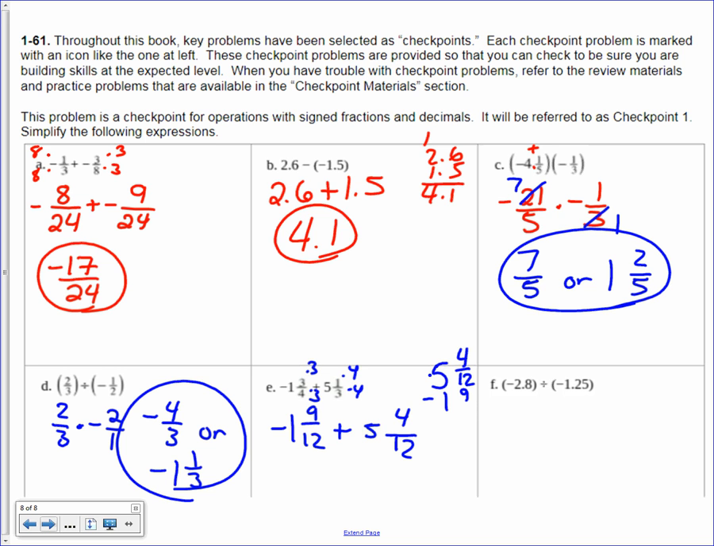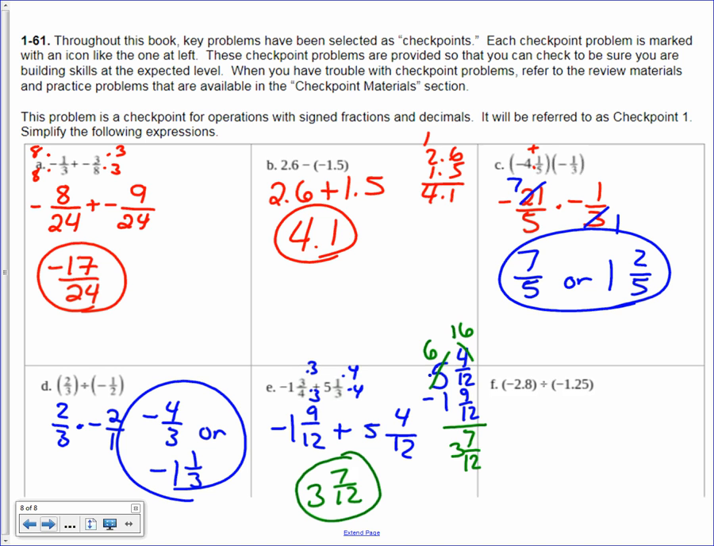minus 1 and 9/12. Well, I can't take 9 away from 4, so I have to borrow from the 5. So I borrow from the 5, make it a 6. Add a whole, so I add 12. So this is going to become 16. And then I subtract. 16 minus 9 is going to give me 7. So I'm going to get 3 and 7/12.